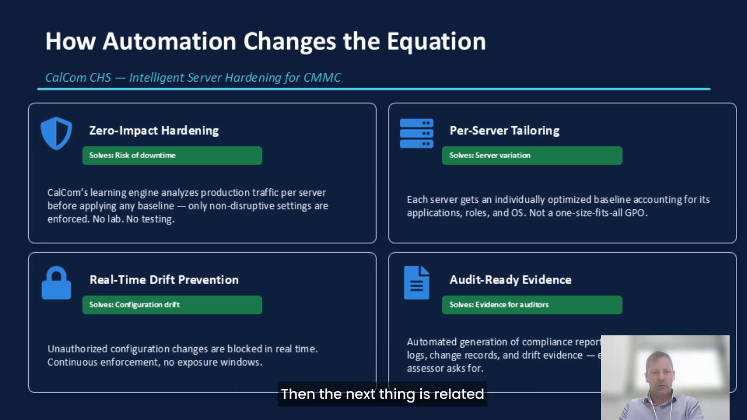Then the next thing is related to drift prevention. In drift prevention, what we do is proactively monitor the systems and maintain the configuration. We'll override any unauthorized change that was performed on the server. If there was a change, we'll log it. So later on, you will have the evidence that there was a change, but it was remediated.